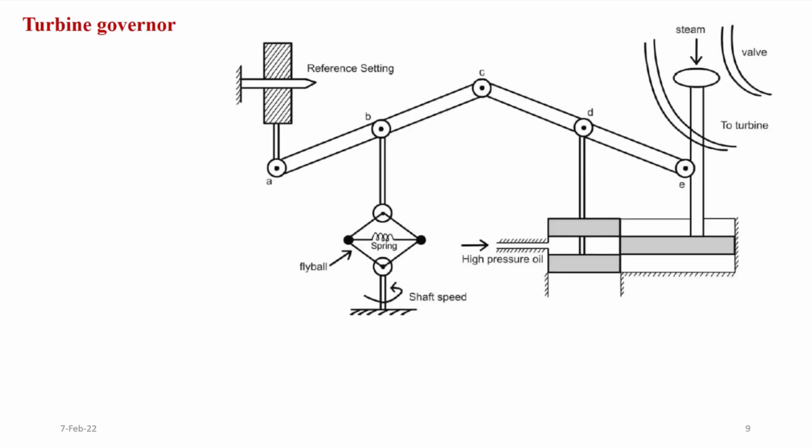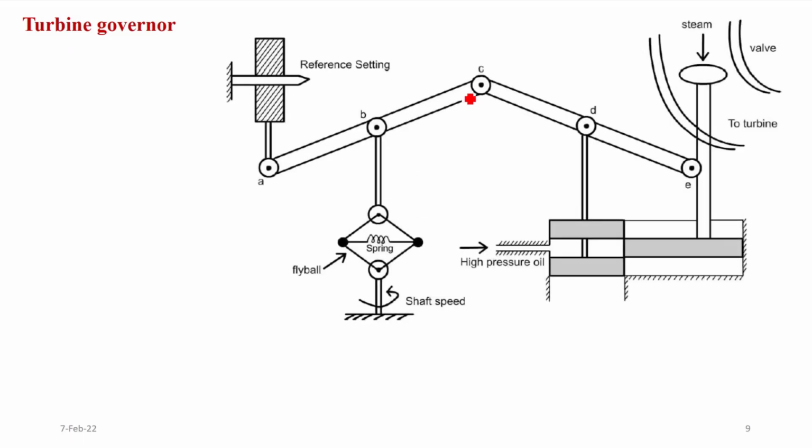Now we'll see the modeling of the turbine governor. So this is the classical system. We can see this is the most classical system used very long back, and we can model it very nicely. This is a hydraulic governor system, where the high pressure oil and flywheel mechanism is used to control the speed of the turbine. Okay, so how it works, we'll see.